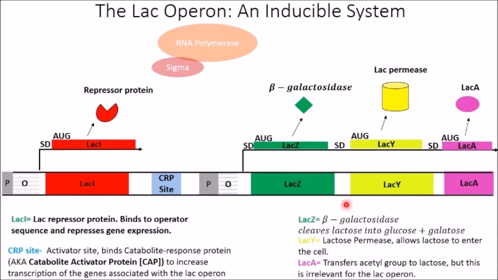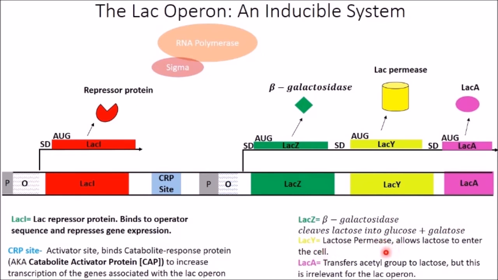LAC-Z is beta galactosidase, and that cleaves lactose into glucose and galactose. The cell cannot use lactose for glycolysis by itself. It has to convert it into glucose first. So that's why we need beta galactosidase. It converts lactose into a glucose and galactose molecule. And we have LAC-Y, lactose permease, and that allows lactose to enter the cell.